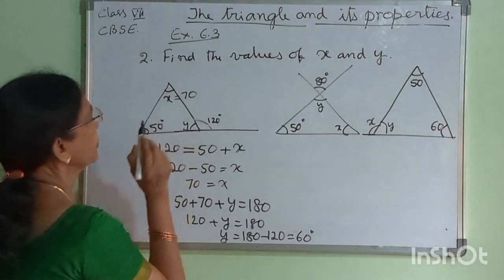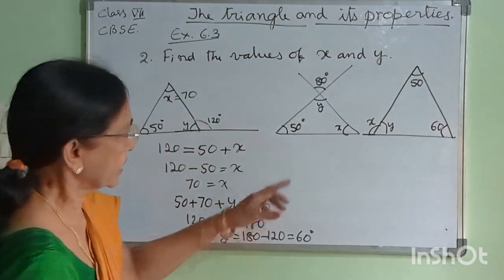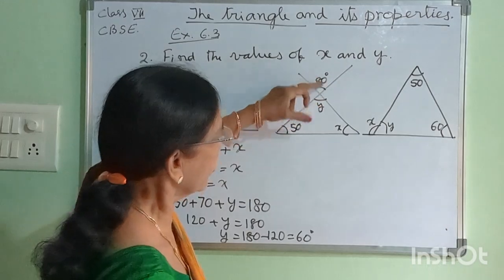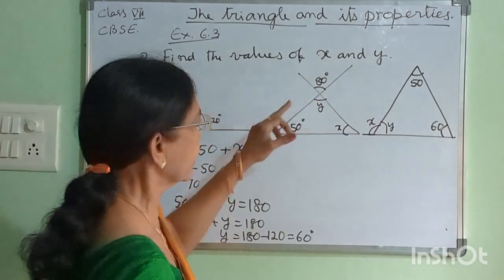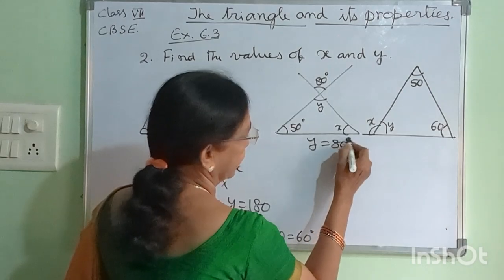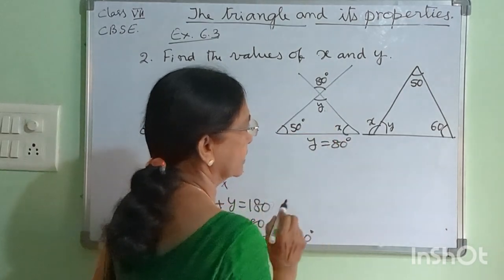So, y is equal to 60 degrees. Next, coming to this figure, here these two are vertically opposite angles. They are equal. Therefore, y is equal to 80. Y is equal to 80 degrees.